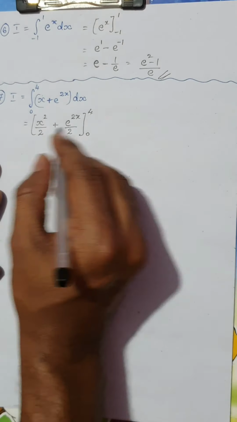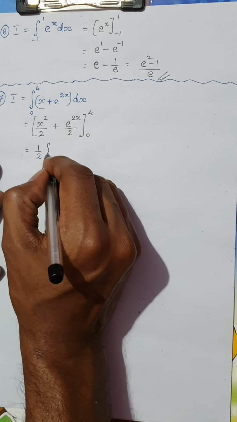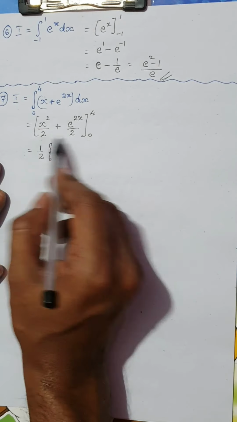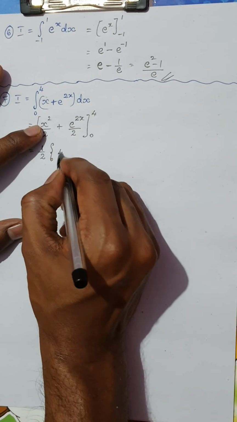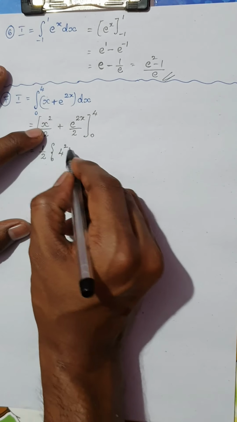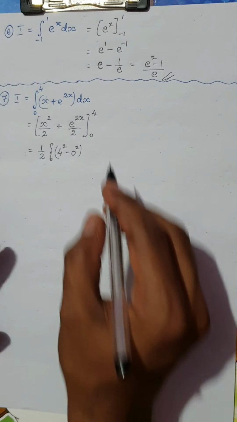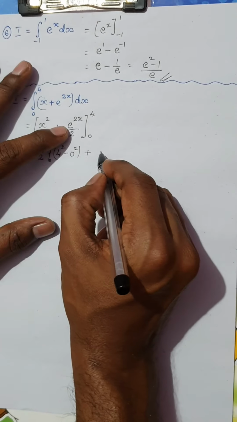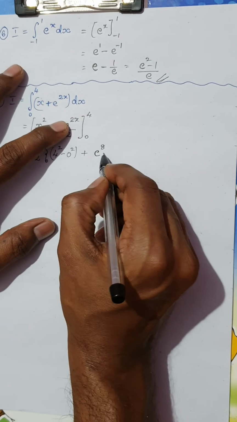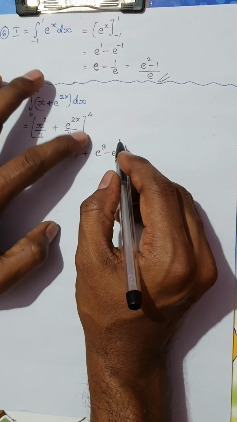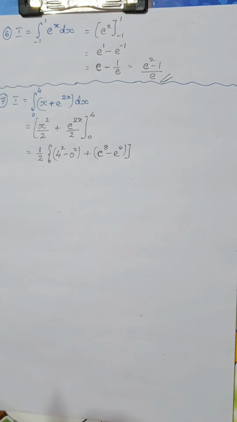Now let us apply the limit. This is nothing but 1 by 2 is a constant. If you want, you can keep it, because 1 by 2 is common for both the terms. I will keep it outside. So for the first function, I will apply the upper limit, that is 4 square, and the lower limit, that is 0 square. Plus, now it is e power 2 times 4, so that is e power 8, minus e power 2 times 0, which would be 0 itself. 2 into 0 is 0.